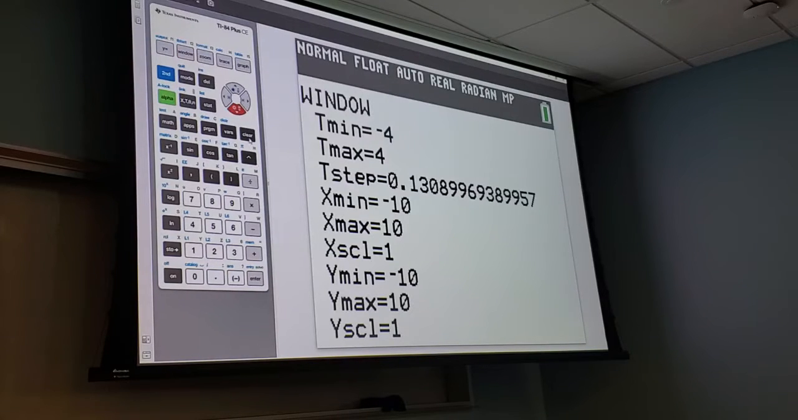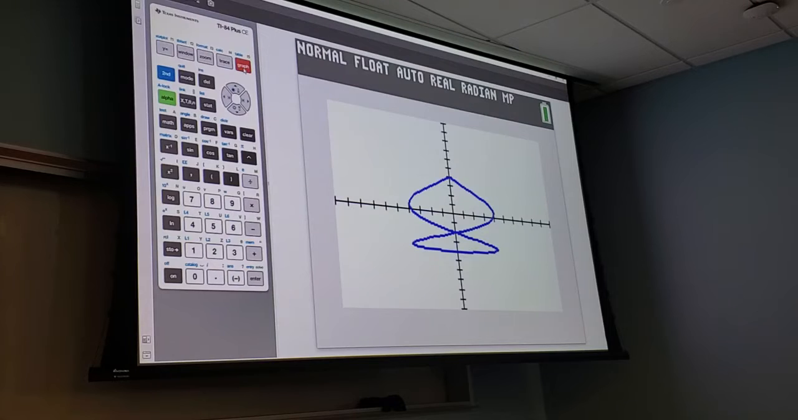Let's go ahead, everybody make your t step 0.1. That should be good enough. So let's see what happens. Let's graph this thing. Here we go. I hit graph. Shlabam. That's basically what we got, right? Isn't that crazy?